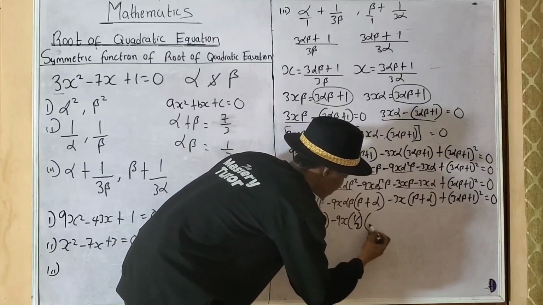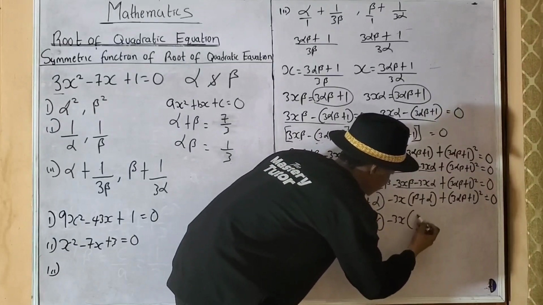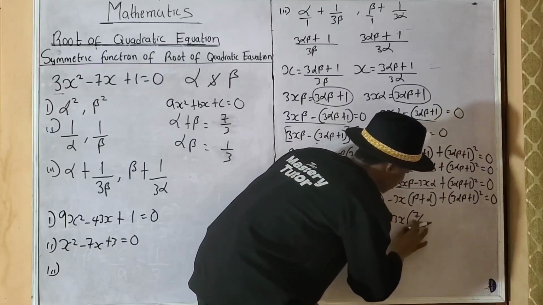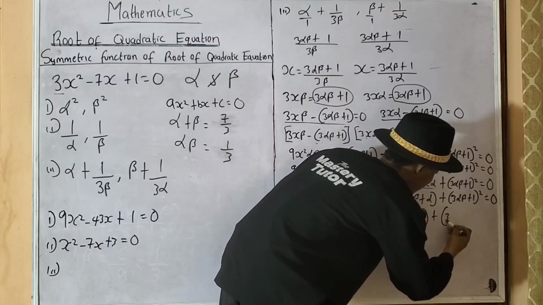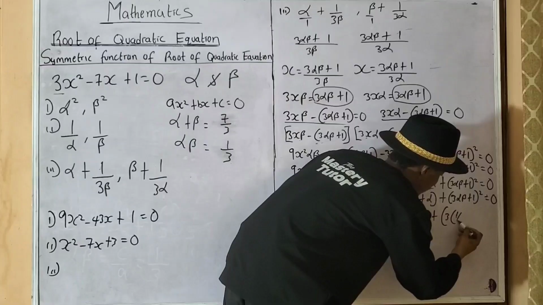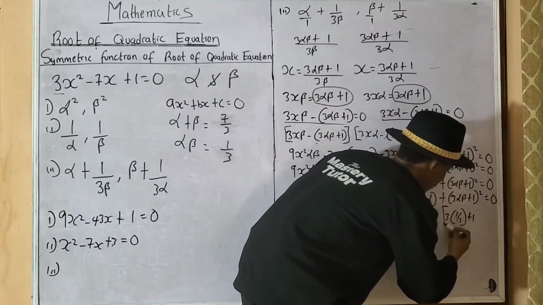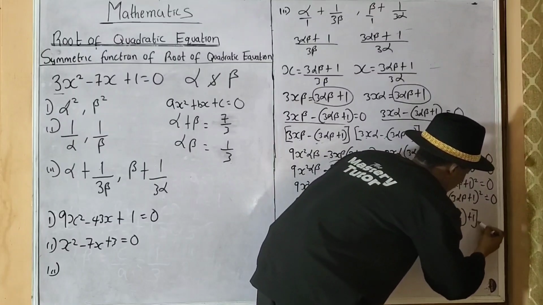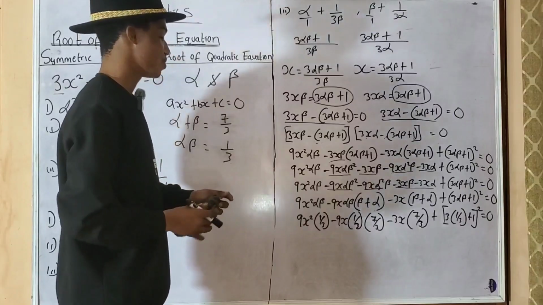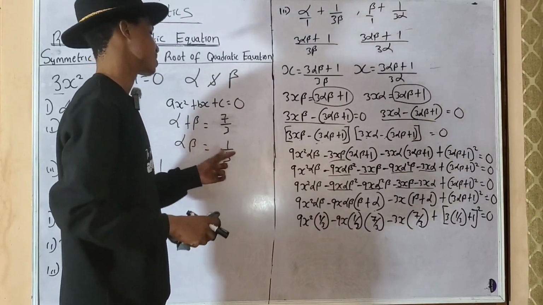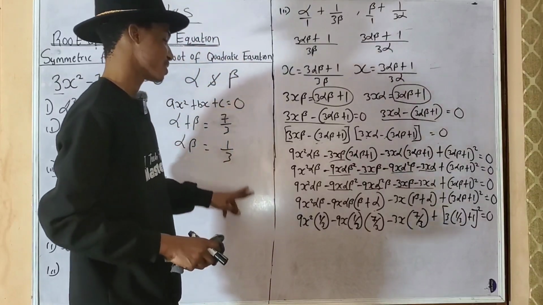1/3 multiplied by 7/3 minus 3x multiplied by 7/3 plus 3 multiplied by 1/3 plus 1. In fact, let me change this bracket. Plus 1 squared equals 0. Do you understand? All I did was replace alpha plus beta with 7/3, as you can see here, and alpha beta with 1/3, as you can see.